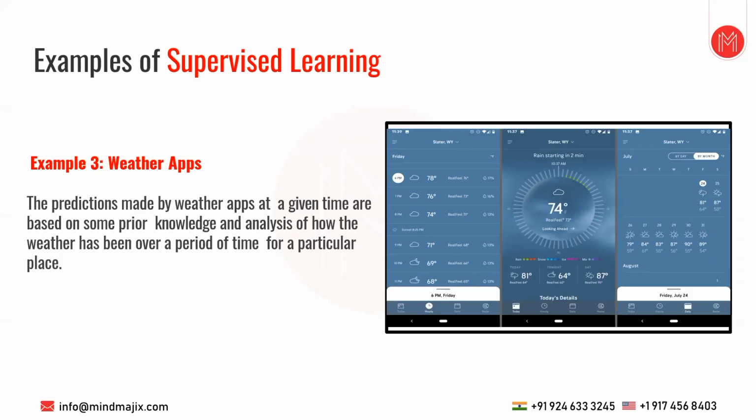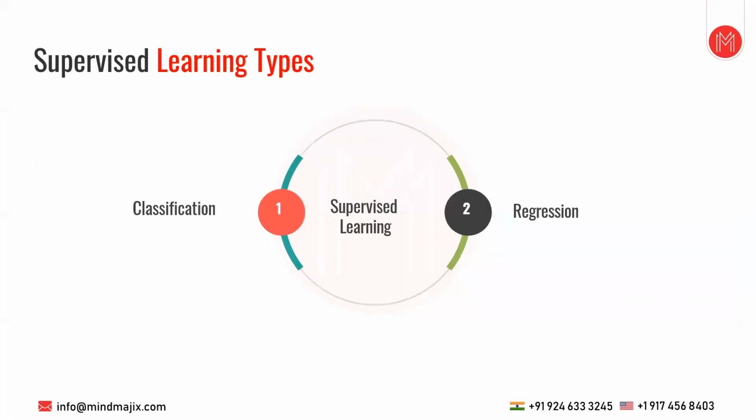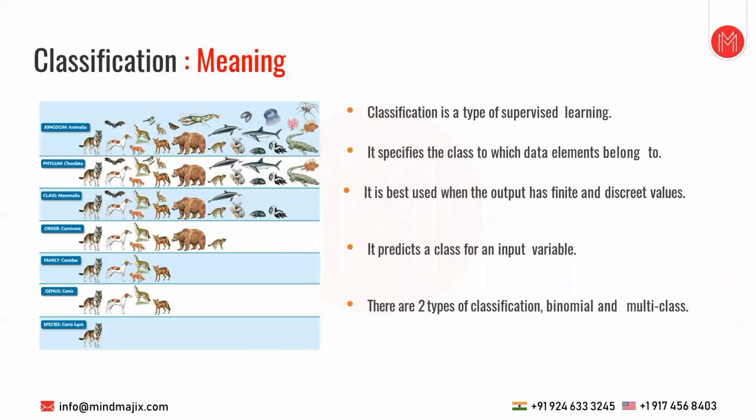Till now, related to supervised learning, we have already got lots of ideas. Now let's talk about the types of supervised learning. Basically there are two types: first is classification, and second is regression. In this part, first of all, we discuss the meaning of classification. Classification is a type of supervised learning, and it specifies the class to which data elements belong.